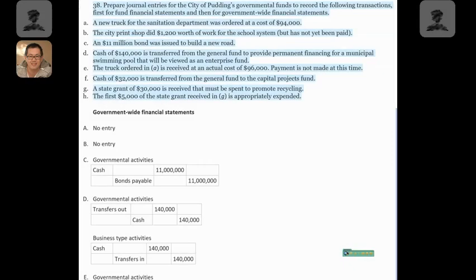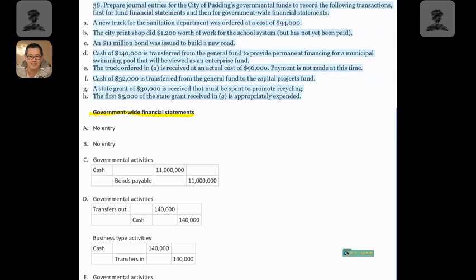Next, let's prepare journal entries for the government-wide financial statement. The government-wide financial statement follows accrual accounting, which is the same as what we did for the companies. There's no journal entry for transactions A and B. Transaction A is just the purchase order, and when we follow accrual accounting, we do not record anything for a purchase order because nothing has been received.